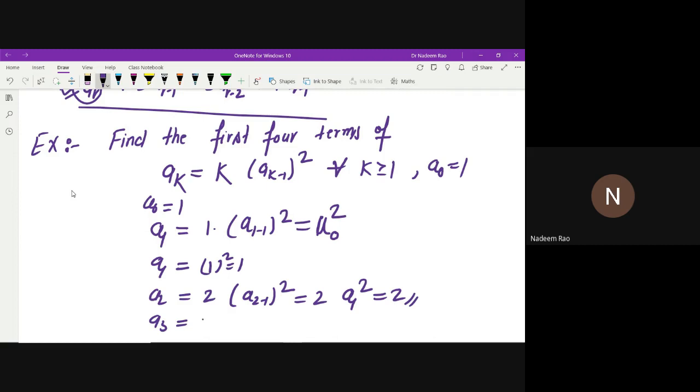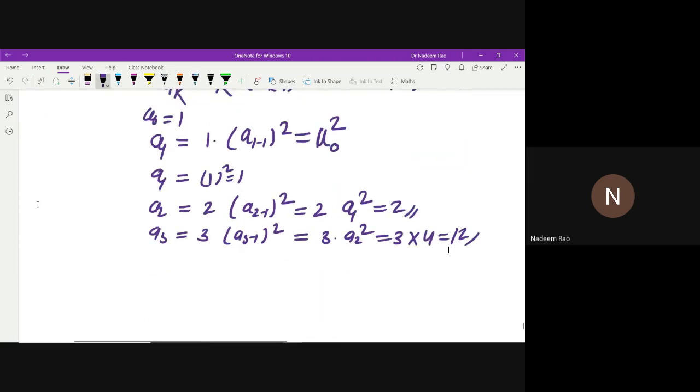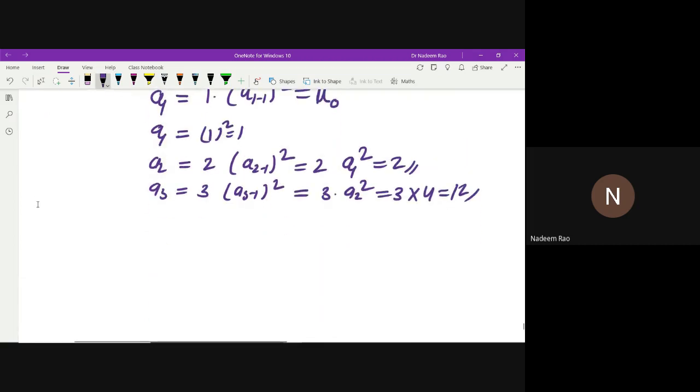a3 is nothing but 3 into a3 minus 1 square, that is 3 into a2 square, that is 3 into 4 equals to 12. So here are the terms. Now we can find out more terms for this example.